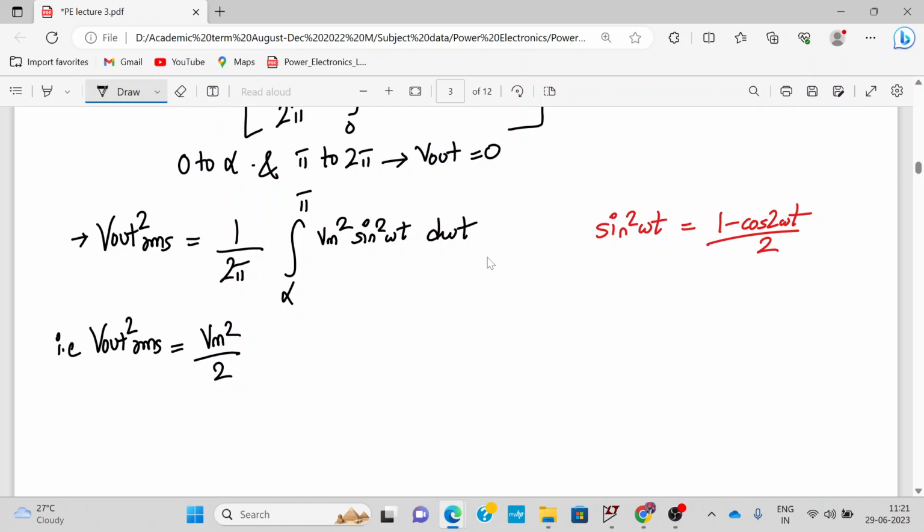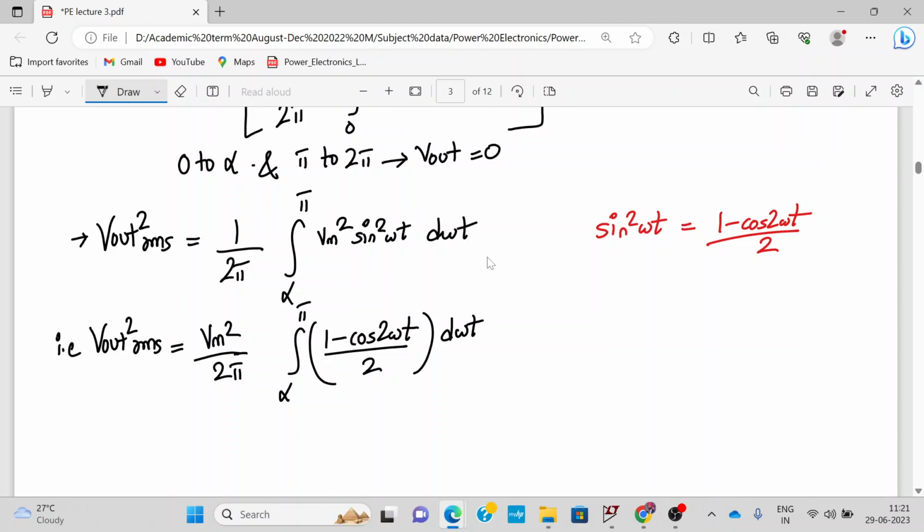Okay, this pi also we can add. Vm square by 2 pi will be equal to, here instead of sin square omega t we can write (1 minus cos 2 omega t) by 2. Alright, so let's solve it further.